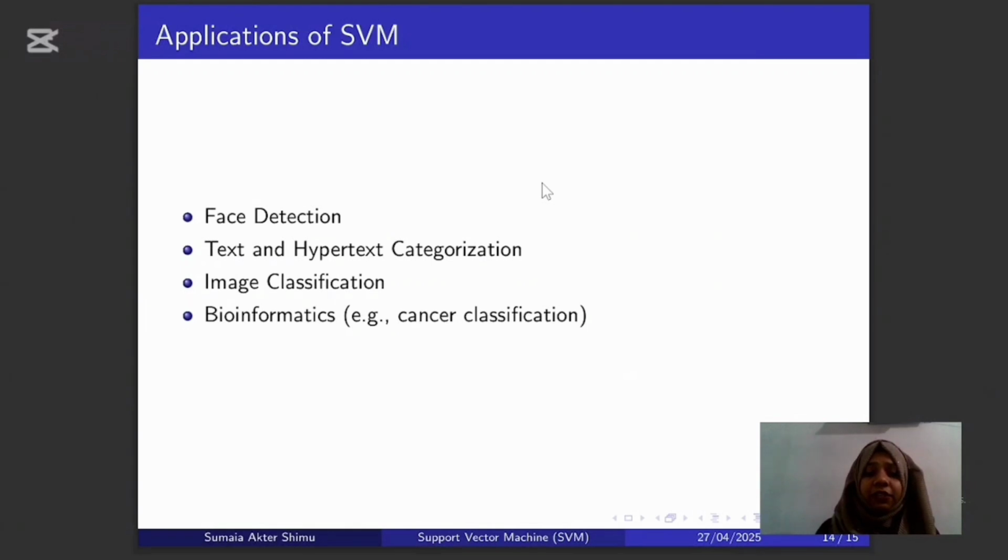And there are several applications of SVM. Among them, some of these are face detection, text and hypertext categorization, and image classification. In bioinformatics, it can be used for cancer classification.